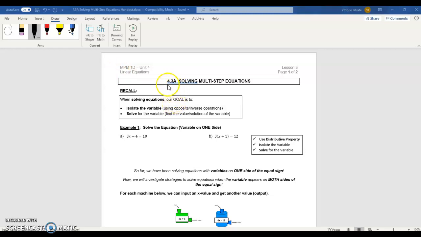This video is for lesson 4.3a, solving multi-step equations. We're going to start off by just doing a quick review of solving equations by doing inverse operations, doing examples 1a and b.